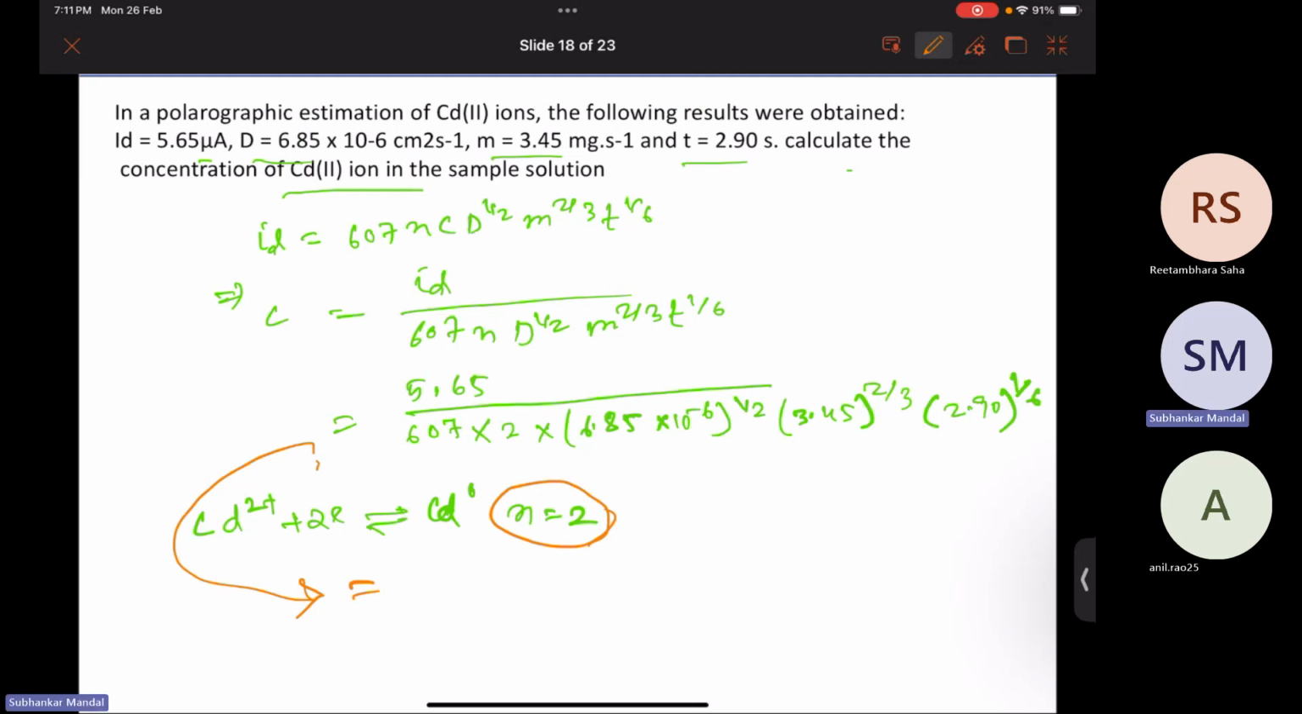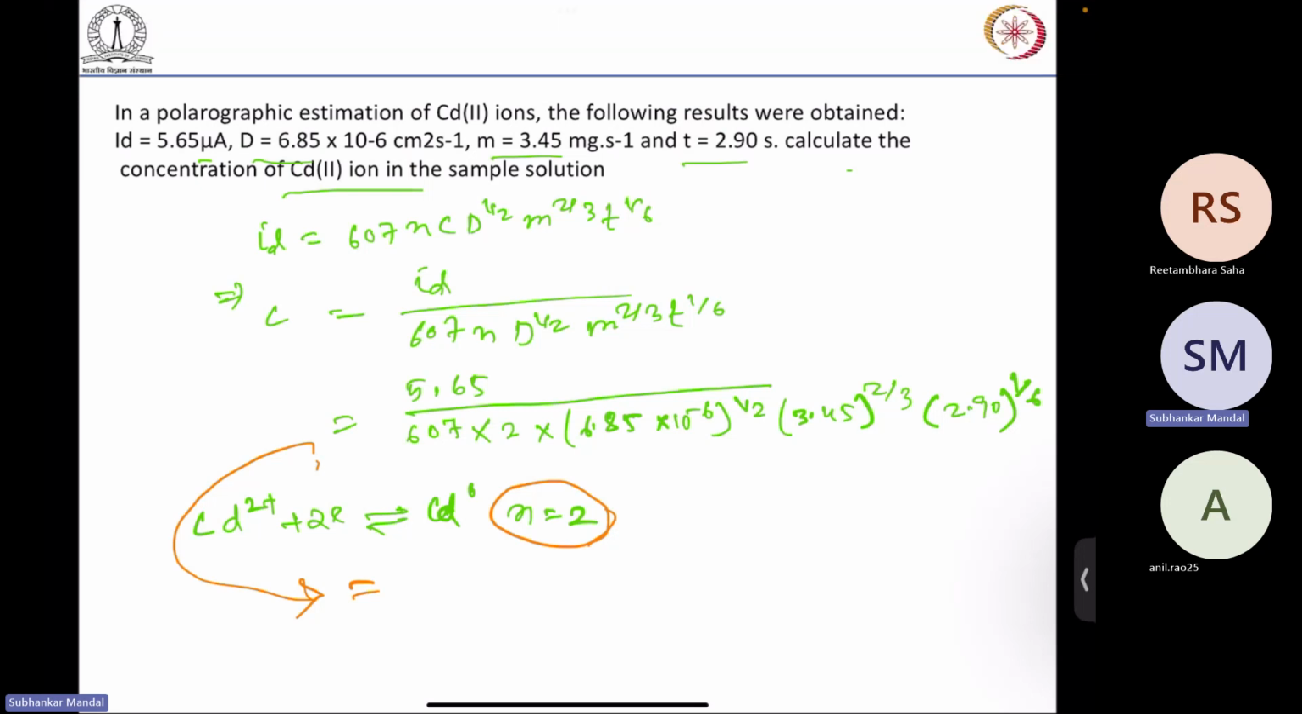So this is quite easy, this kind of question can also come. From whatever values are given, you have to think about which equation you have to apply. When they say polarographic, you have to remember that only the Ilkovich equation is there to calculate the diffusion current. So you have to think about what information they have given and what we have to calculate.